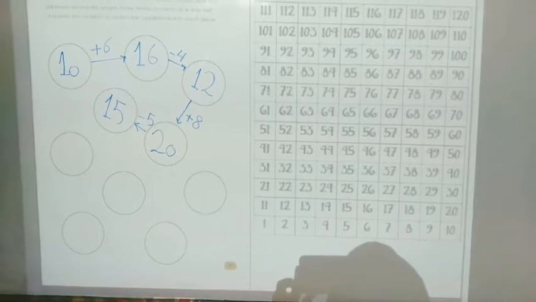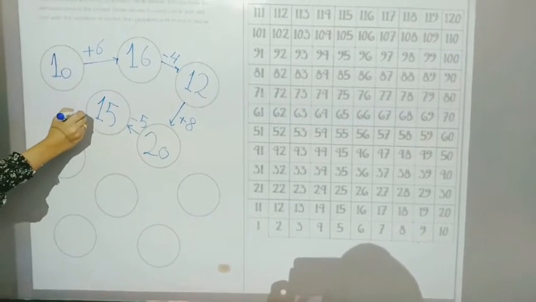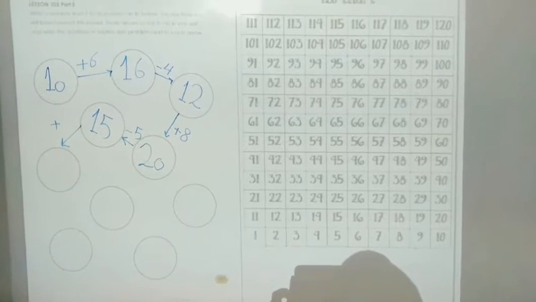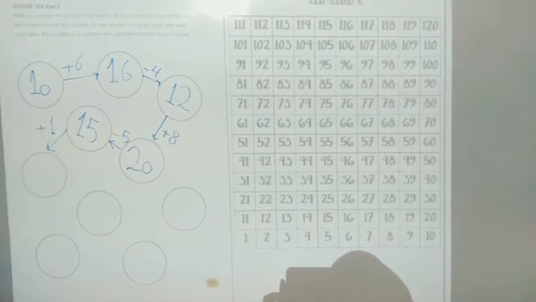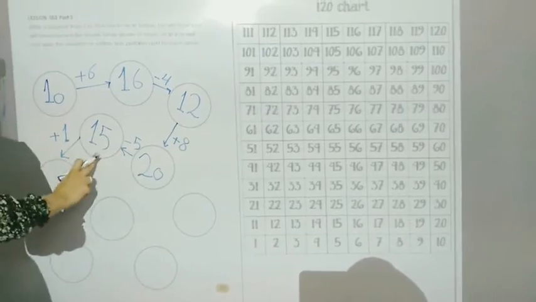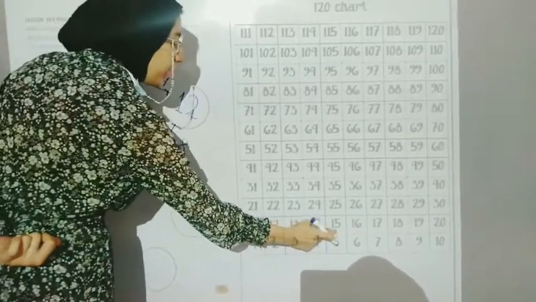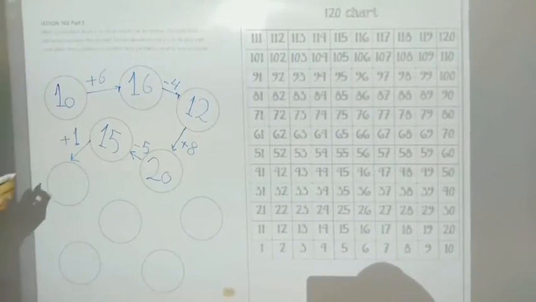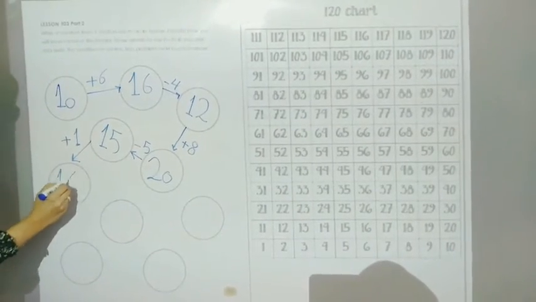Next one. I want to travel to this circle. So I do what? I do plus. Plus what? Plus 1. So I stop at 15 and move 1 step forward. Here is 15. Move 1 step forward. It will be 16. So I write there 16.